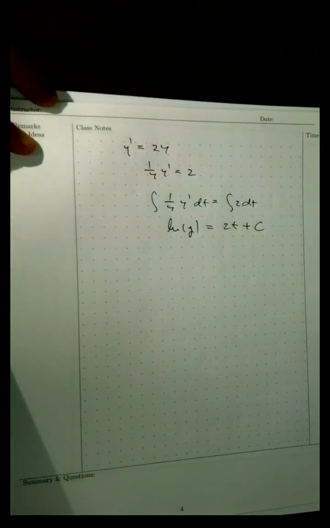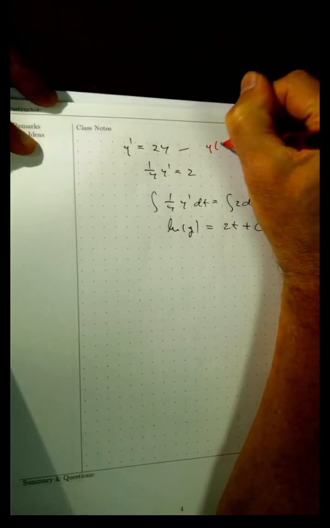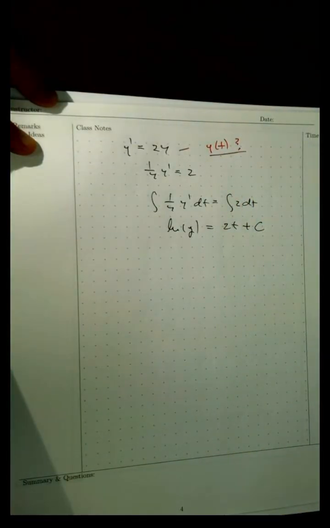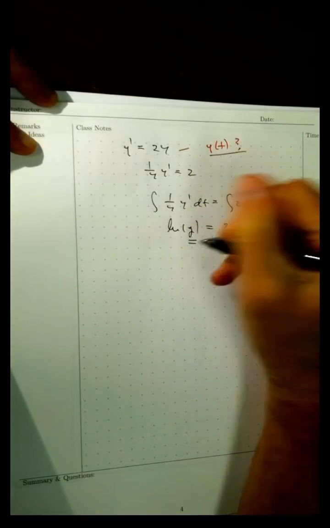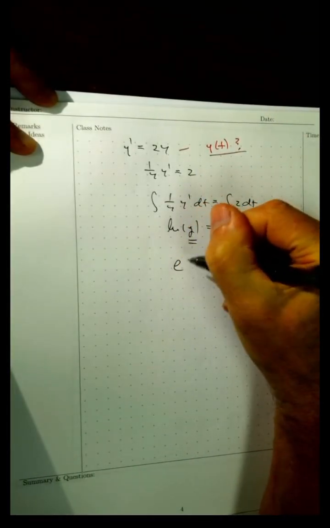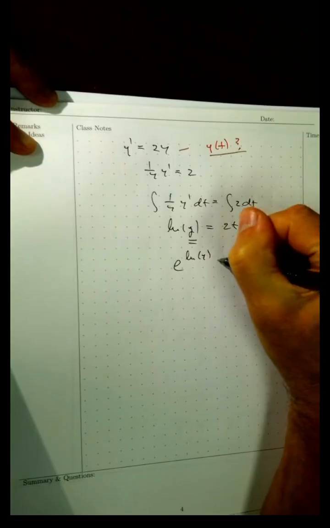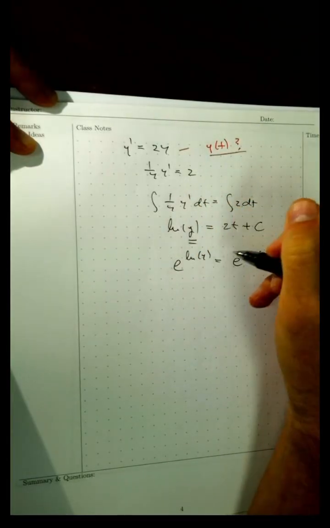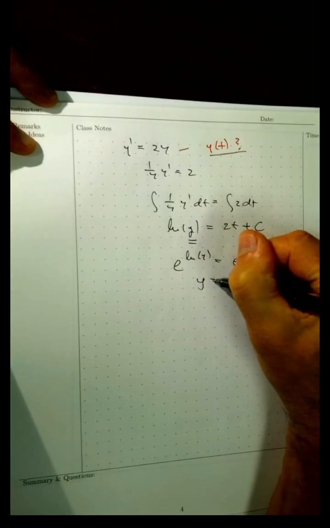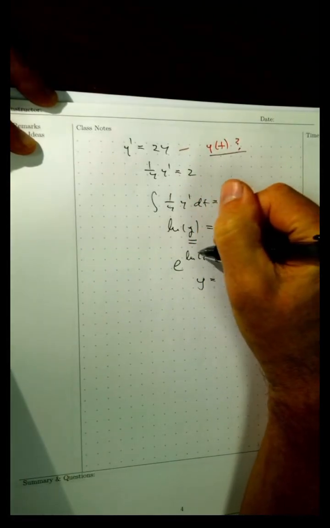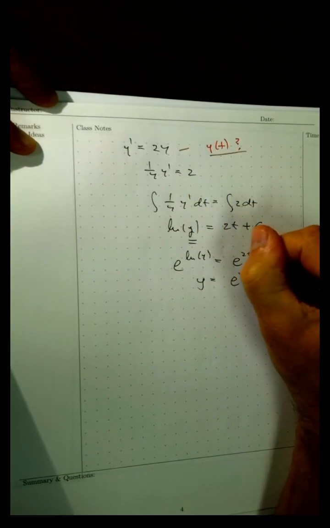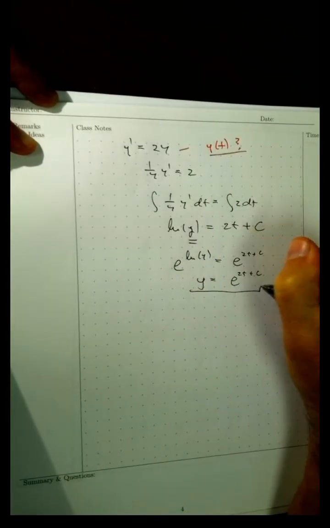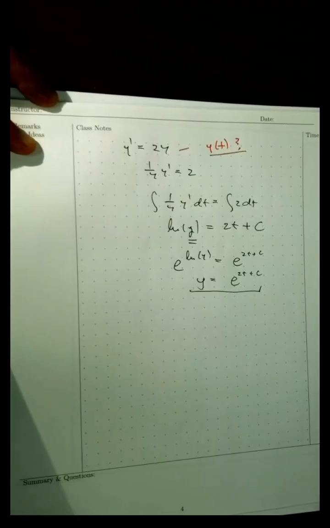What was my original goal? My original goal was to figure out what's going on with y as a function of t, so I need to isolate that thing. If I take the exponential of both sides, then e to the log of y is y. That's just because they're inverses of one another. So I have that. That is a solution to the differential equation.